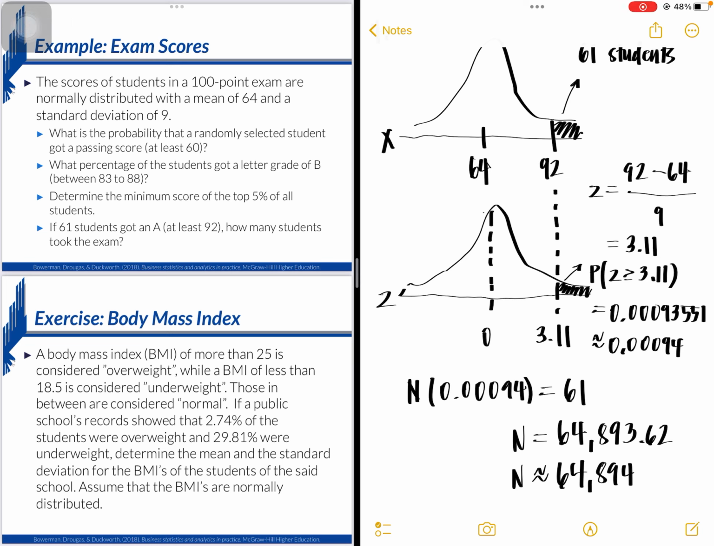Now we will move to the body mass index problem. In this problem, a body mass index or BMI of more than 25 is considered overweight, while a BMI of less than 18.5 is considered underweight. Those in between are considered normal. If a public school's records showed that 2.74% of the students were overweight and 29.81% were underweight, determine the mean and the standard deviation for the BMIs of the students of the said school. Assume that the BMIs are normally distributed.